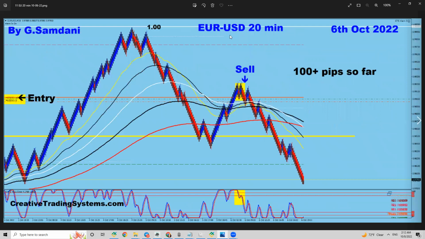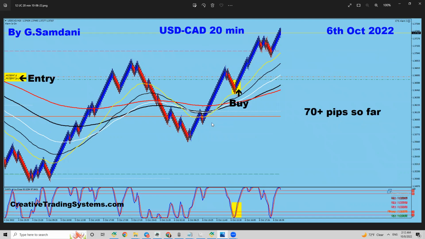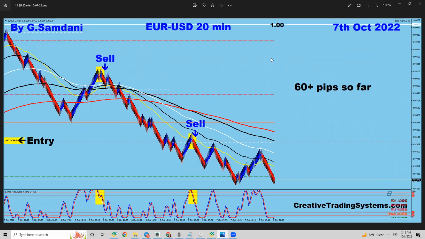On the 6th, EUR-USD as well, short setup for 100 pips all the way down. And on the 6th, USD-CAD is just the opposite of EUR-USD. So USD going down, USD-CAD going up. So here, long for 70 pips. And yesterday, Friday, the last day of the week, EUR-USD after NFP, short all the way down on the 7th for not much, only 60 pips.